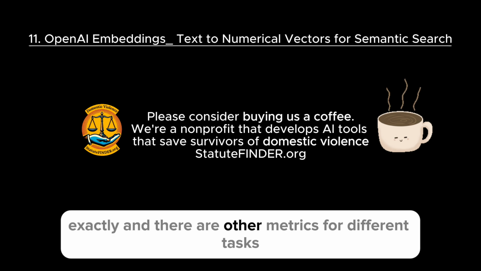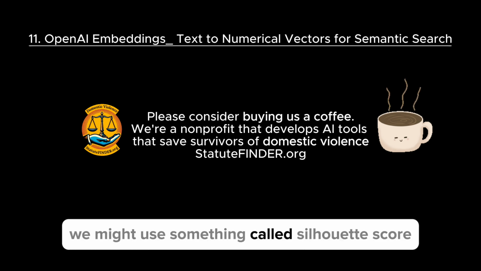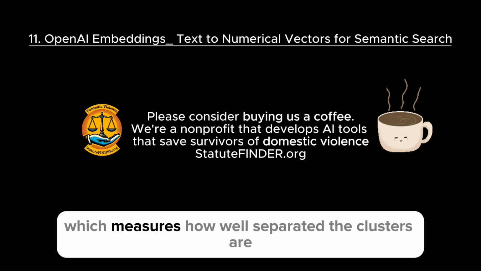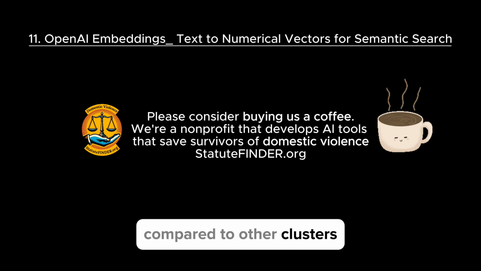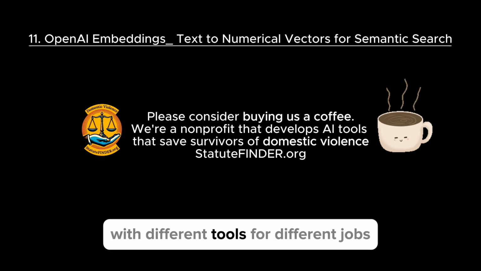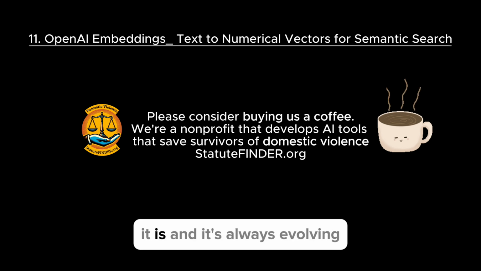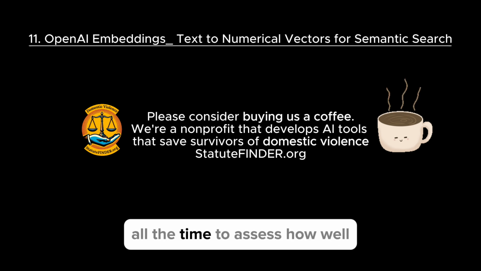Exactly. And there are other metrics for different tasks. Like for clustering, we might use something called silhouette score, which measures how well separated the clusters are, basically how similar things are within a cluster compared to other clusters. It sounds like there's a whole science behind evaluating embeddings with different tools for different jobs. It is, and it's always evolving. New metrics and benchmarks are being developed all the time to assess how well embeddings are performing.